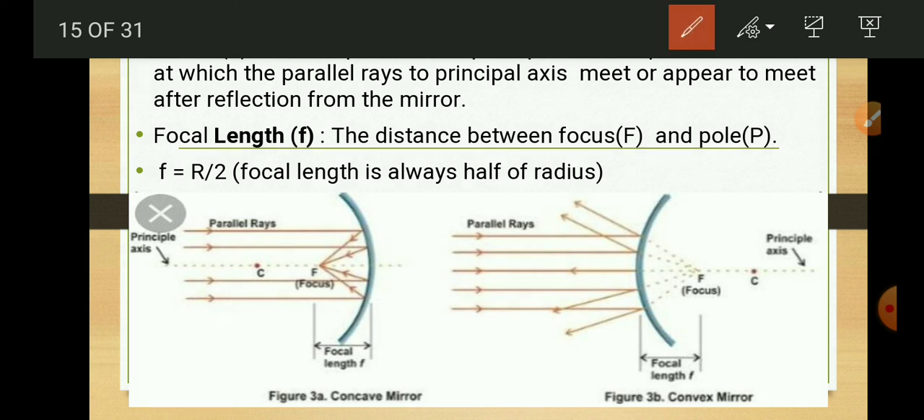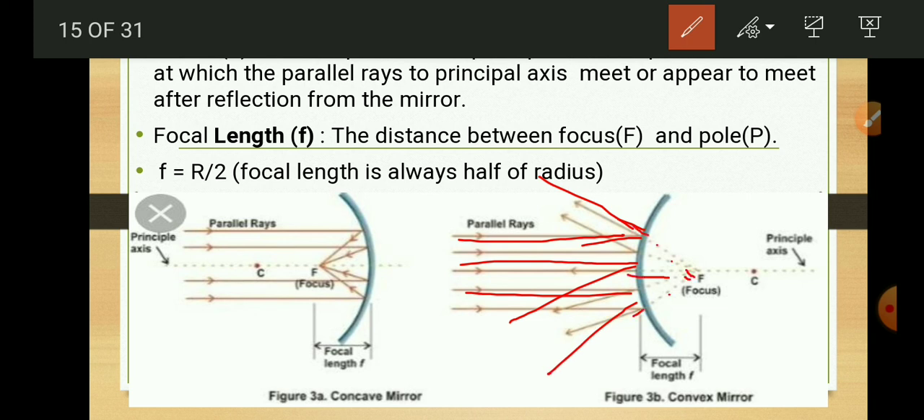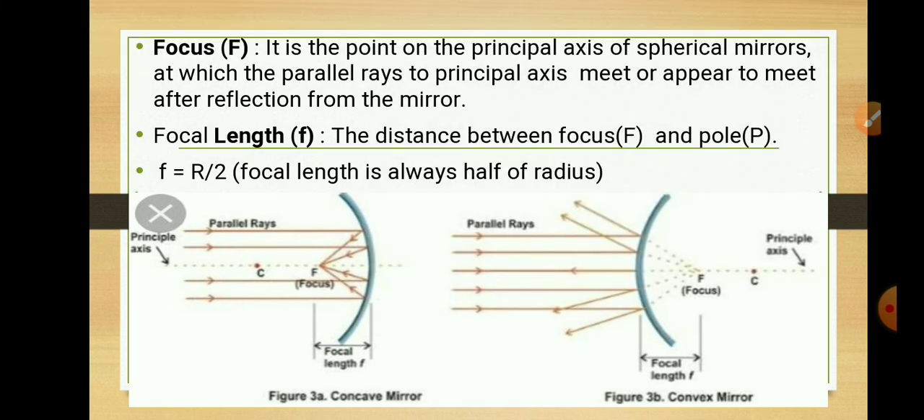Now we can see in a convex mirror, when rays parallel to the principal axis are incident on a convex mirror, after reflection the reflected rays appear to come from a point on the principal axis, and that point is called the principal focus of the convex mirror. Here we can see that the parallel rays incident on the convex mirror appear, after reflection, to come from a certain point, and that point is called the focus. So this is the principal focus of a concave mirror and a convex mirror.